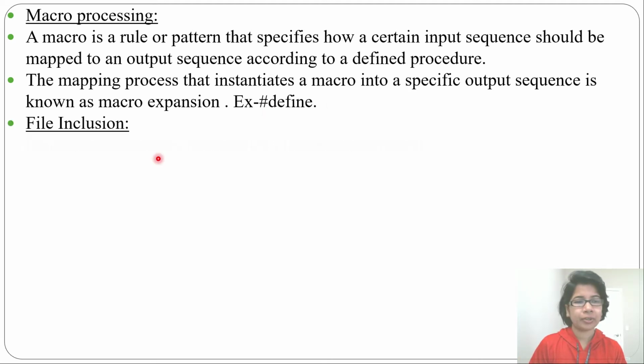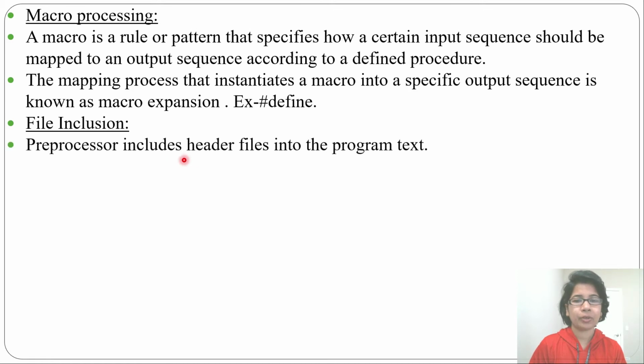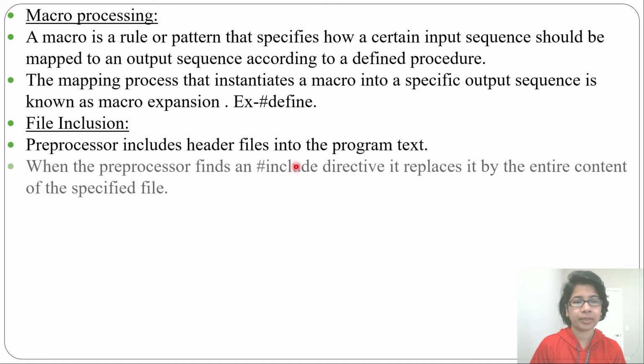Next, file inclusion. Preprocessor includes header files into the program text. When the preprocessor finds a hash include directive, it replaces it with the entire content of the specified file. For every hash include, there is a specific file. It will just replace that file in place of that hash include.